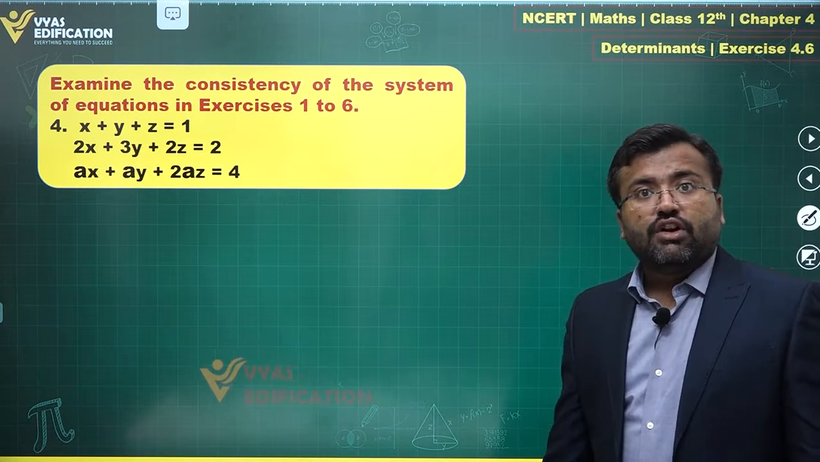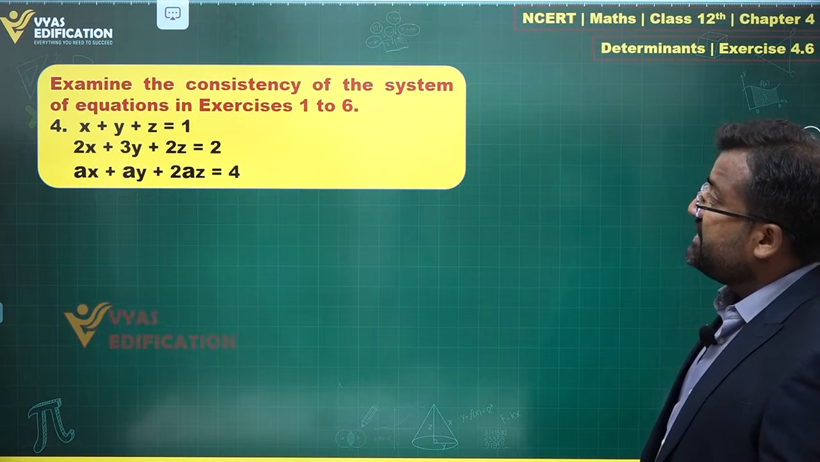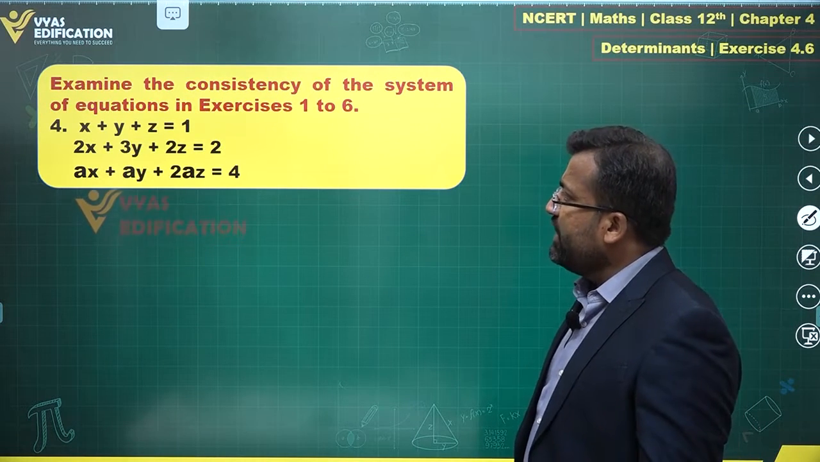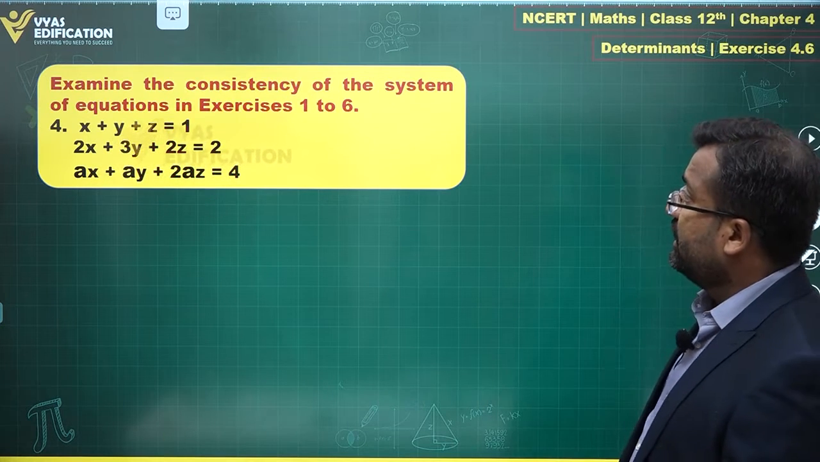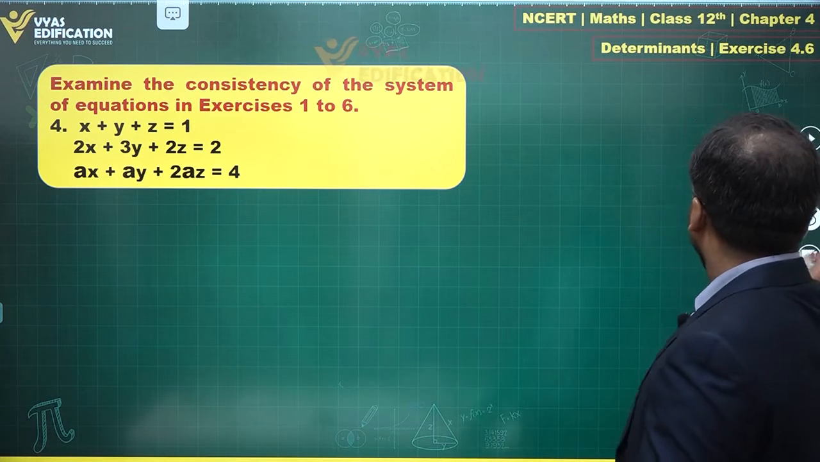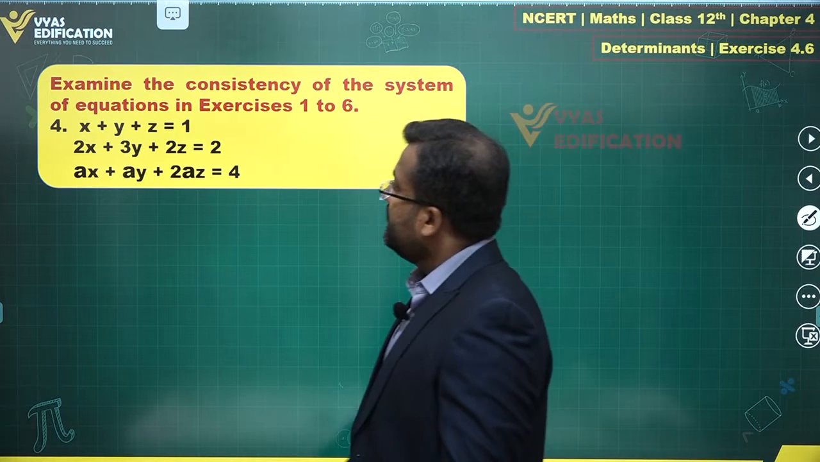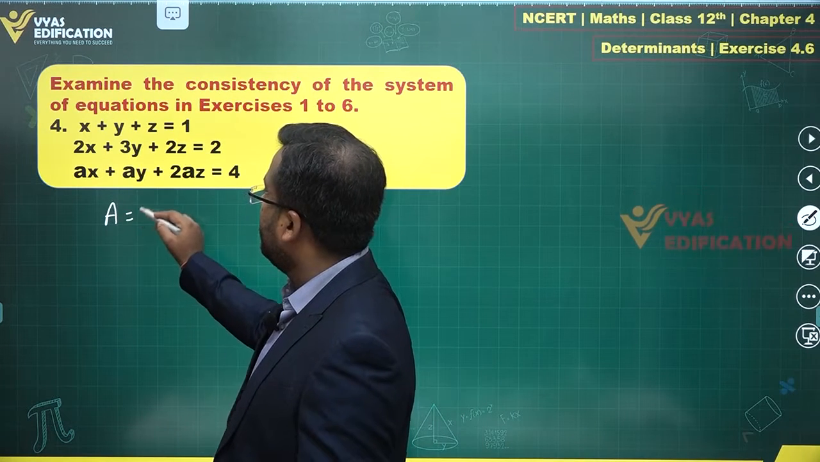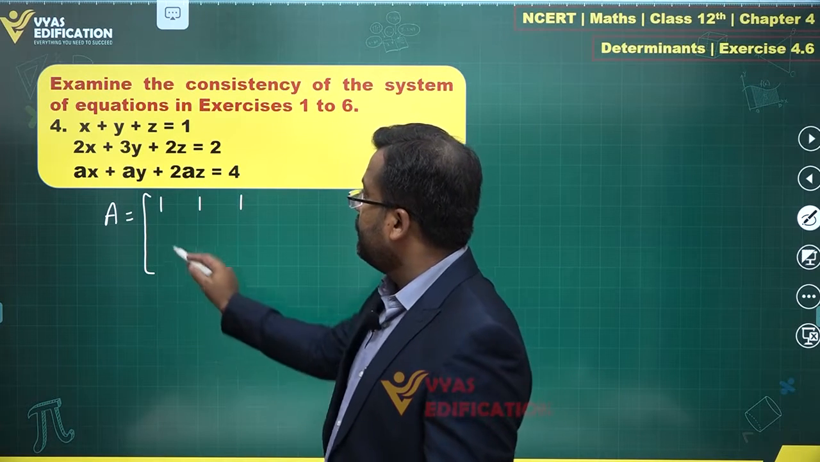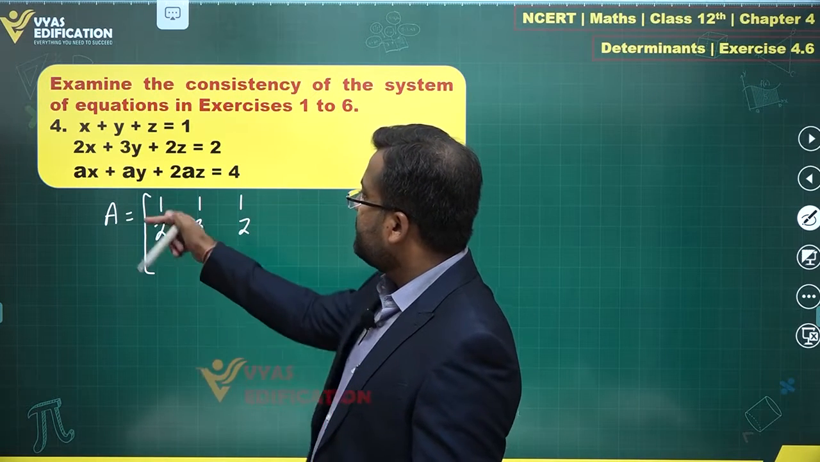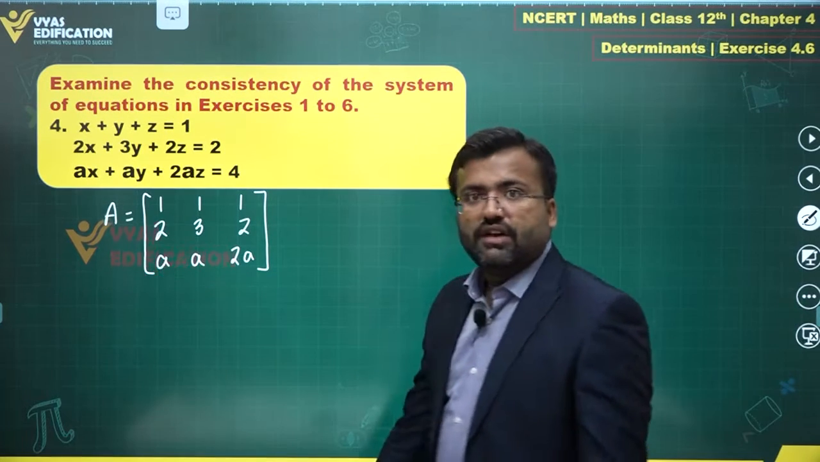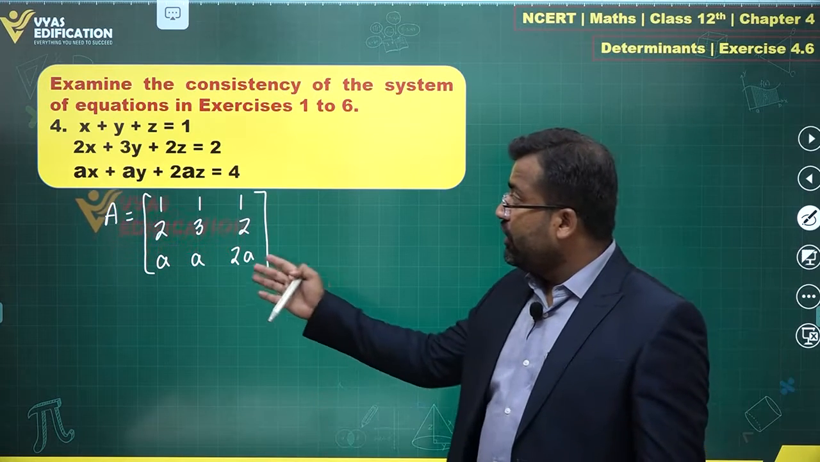Fourth, what does this question say? x plus y plus z equals 1, 2x plus 3y plus 2z equals 2, ax plus ay plus 2az equals 4. And let's examine the consistency of the system of equations over here. Okay, let's create the matrix A first of all. XYZ coefficients 1, 1, 1, XYZ coefficients 2, 3, 2, XYZ coefficients a, a, 2a is what I have over here. Is that okay? Yes. Oh, there are a lot of a's over here.